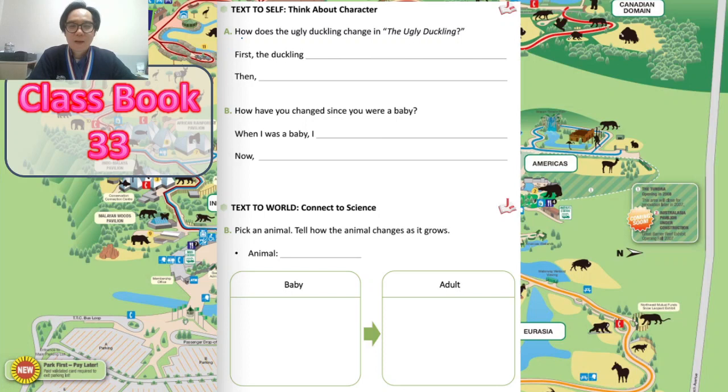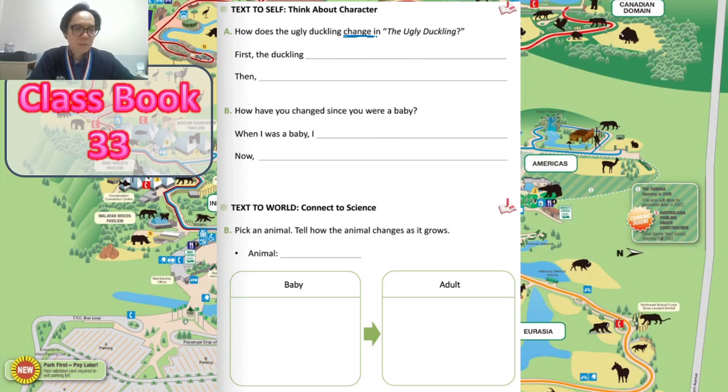Letter A says, how does the ugly duckling change in the ugly duckling? So what does it tell us to write about? It tells us to say how the duckling changes. Does it stay the same? No, it changes. It becomes something different. So let's see here. It says, first, the duckling. What does it want us to tell about the duckling first? Or, well, what it looks like before it changes?